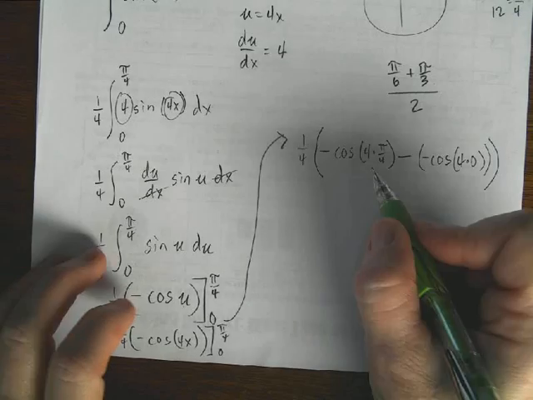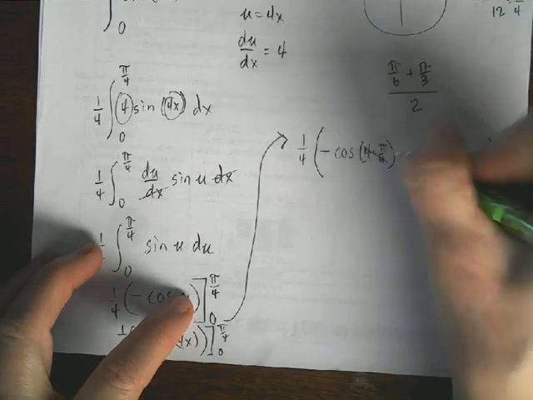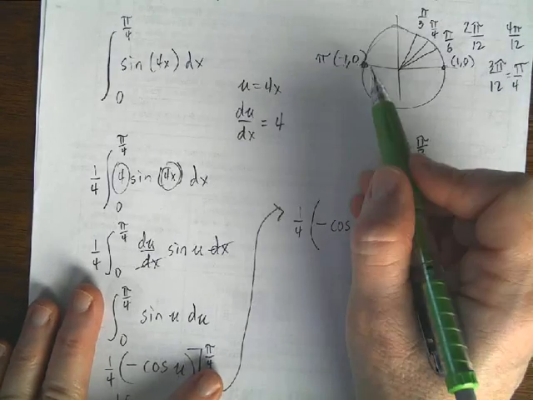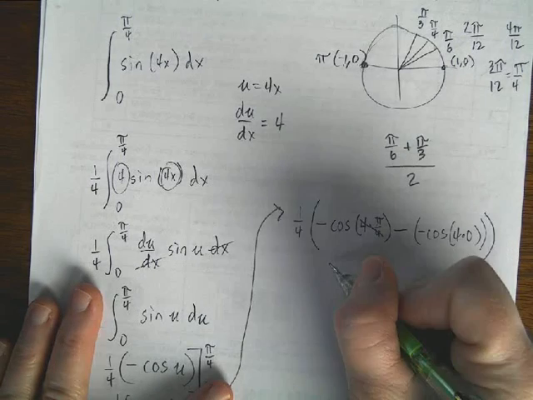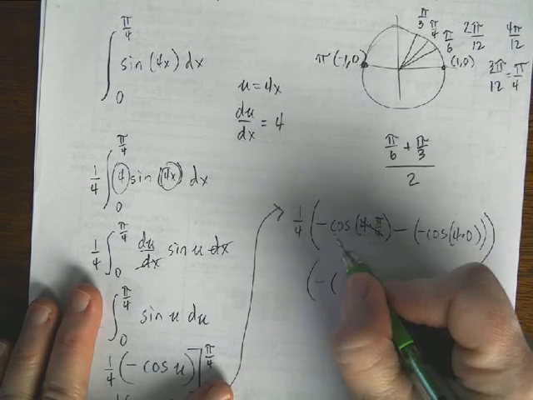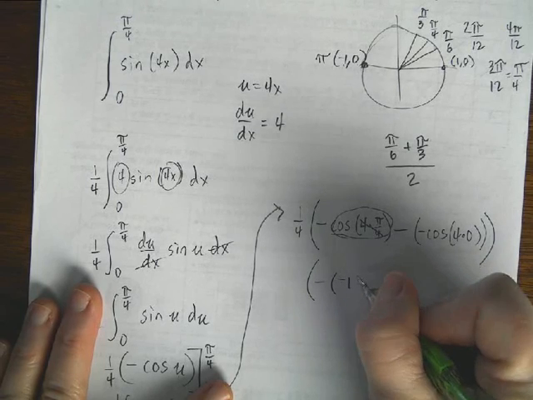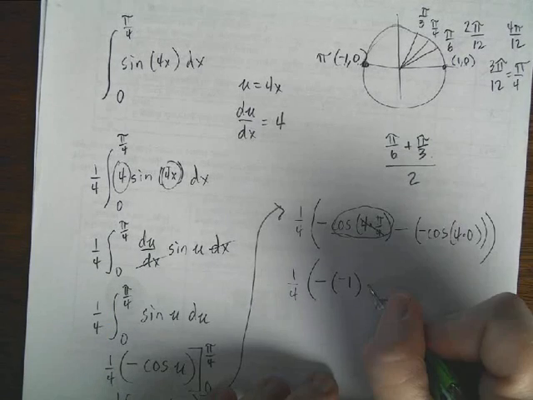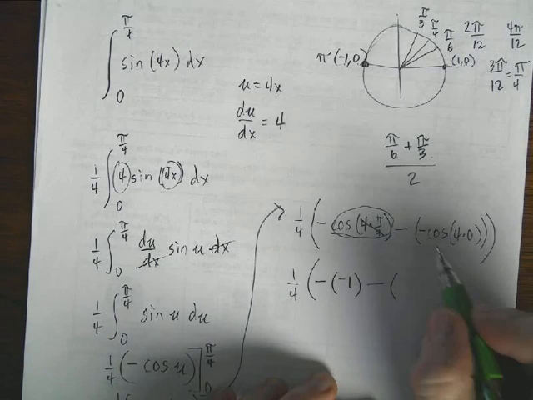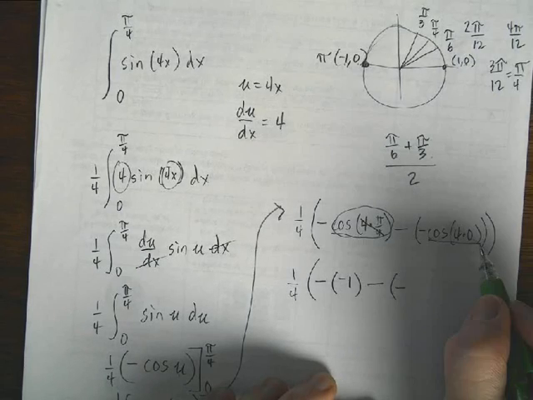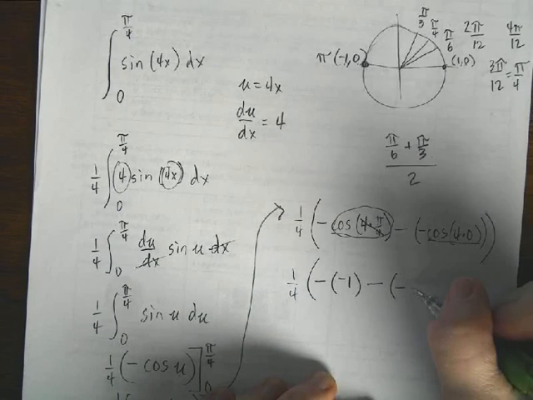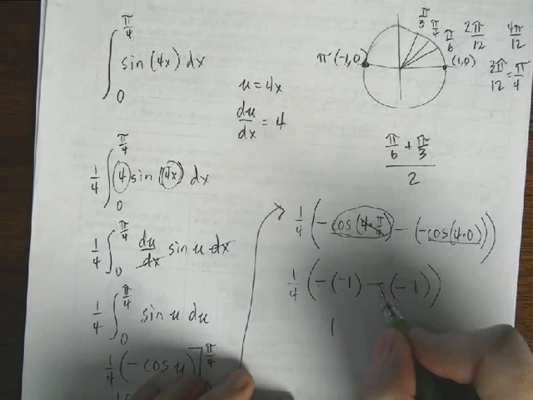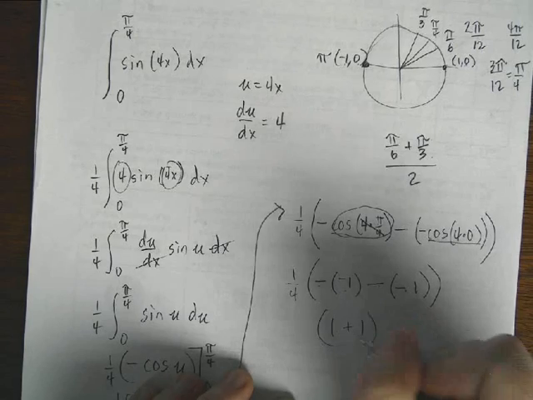Okay, so 4 times pi over 4, the 4's cancel out, so I just need cosine of pi. Well, back to my unit circle up here, cosine is the x value, so that would be negative 1. So here I have negative cosine of pi is negative 1. So notice I'm going to have minus a negative there. Still have my 1/4. And then minus negative, and then what's cosine of 0? Well, that would be 1. Oh, look what's happening. So I have minus a negative is a positive, minus a negative is a positive. 1 plus 1, and then times 1/4.